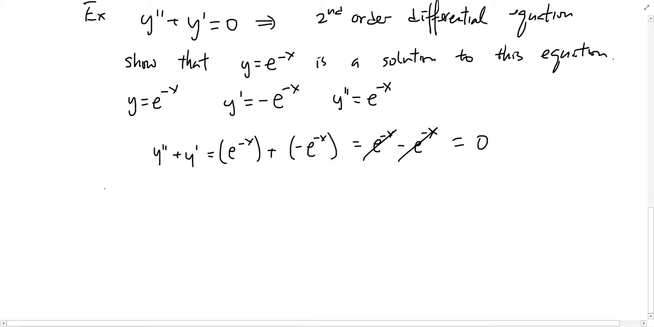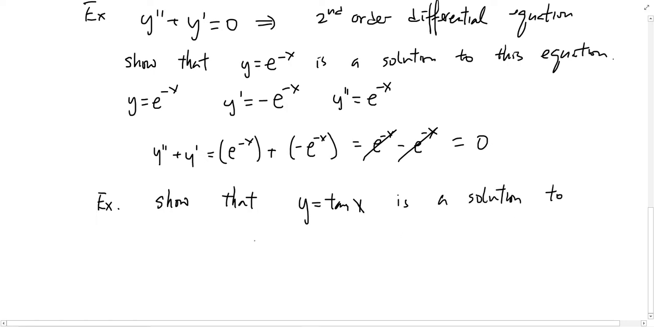But for this one, let's say here's another example. Let's say I ask you to do this: show that y equal to tangent x is a solution to the differential equation y prime equal to 1 plus y squared. So this one is a little different because I actually put y on the other side.